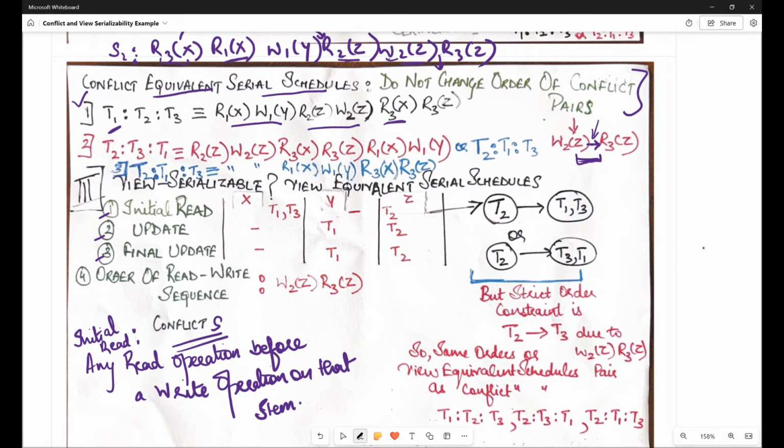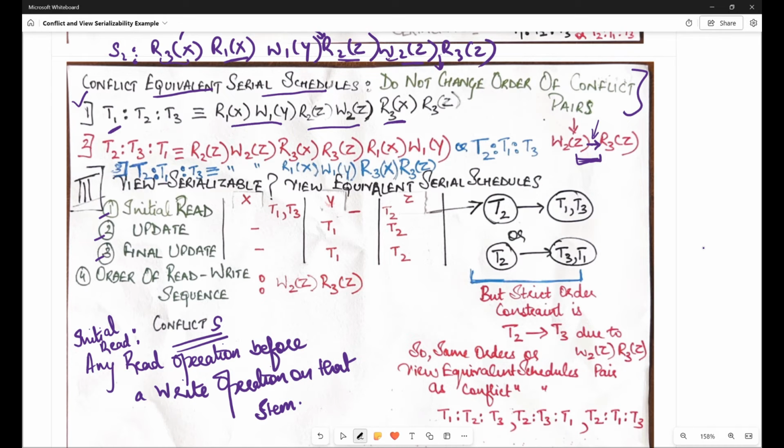Talking about X, we'll go item by item. We have all three items listed over here in three columns, so we'll fill this up. For X, is any transaction updating it? No, there is no update operation, no write operation. We call the update operation the write operation. So no transaction is updating it, which means both the transactions are performing an initial read. You can write them in any order, T1, T3 or T3, T1, no problem. As no transaction is performing the write operation, I've left that blank with a dash.